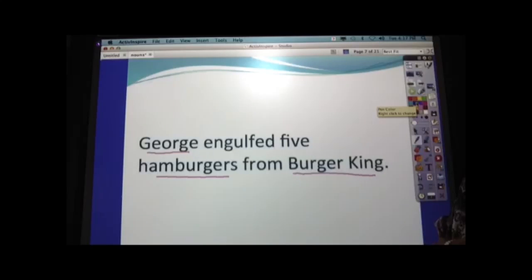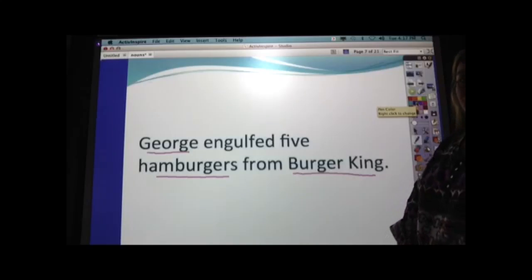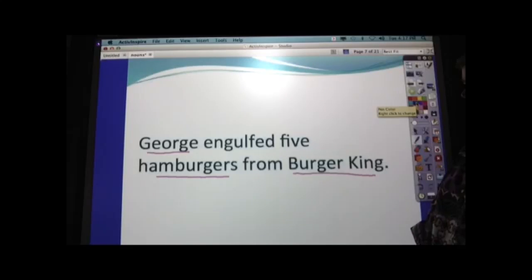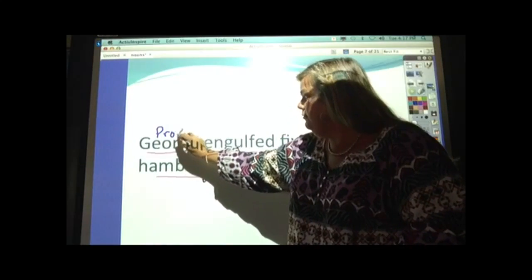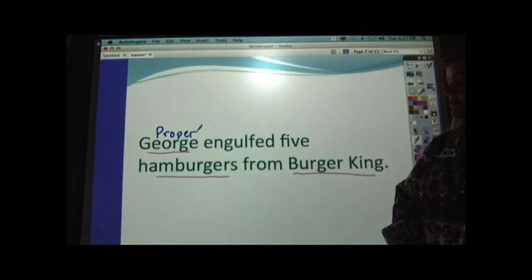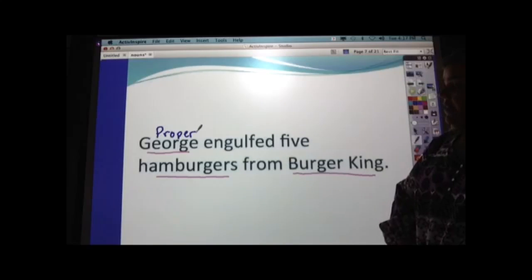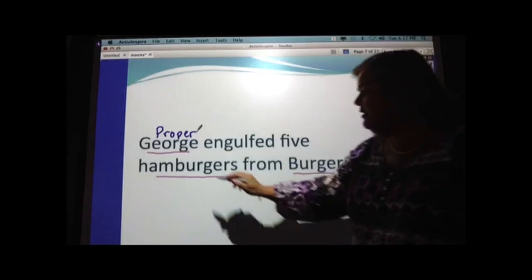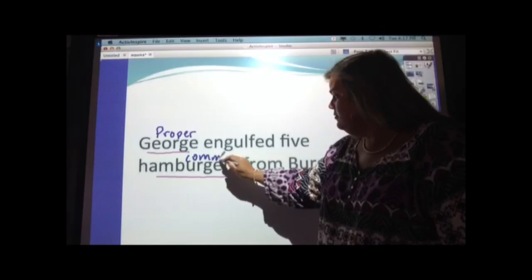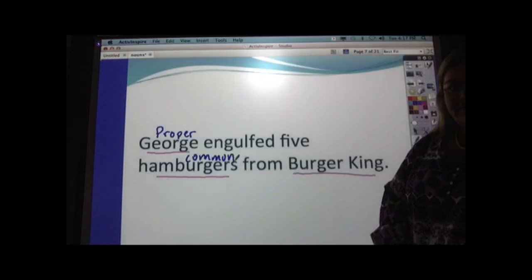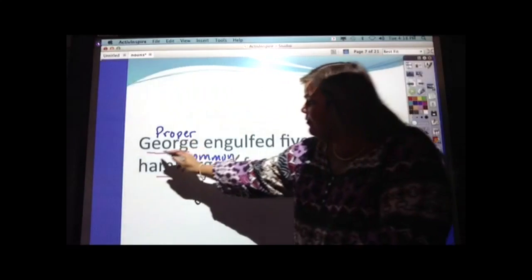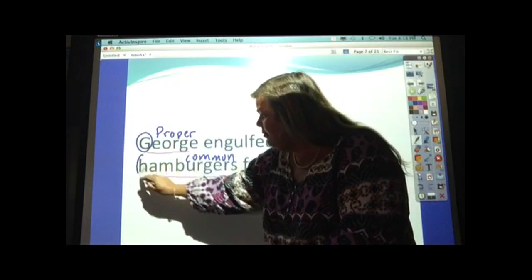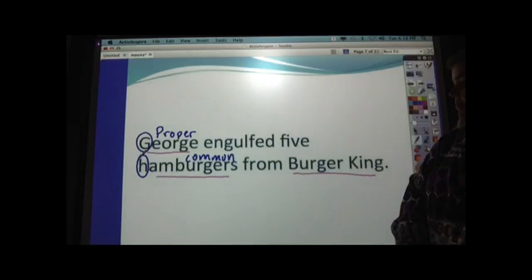Now let's classify these nouns. Are these common nouns or are they proper nouns? Well, George is a specific person, so George is a proper noun. Hamburger, is that a common or a proper noun? It's a common noun. It's not a specific hamburger, like a Big Mac, so it's a common noun. And notice the proper noun, George, is capitalized. The common noun, hamburger, is not.